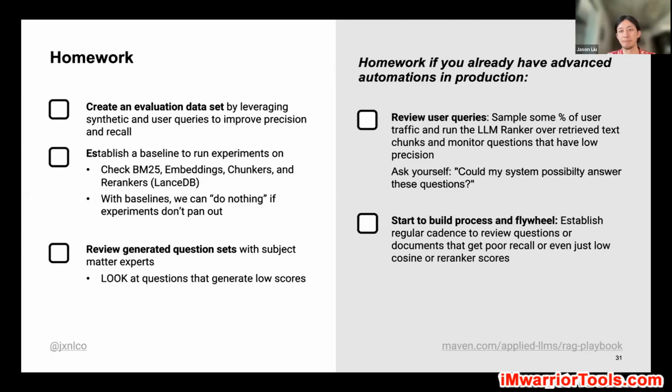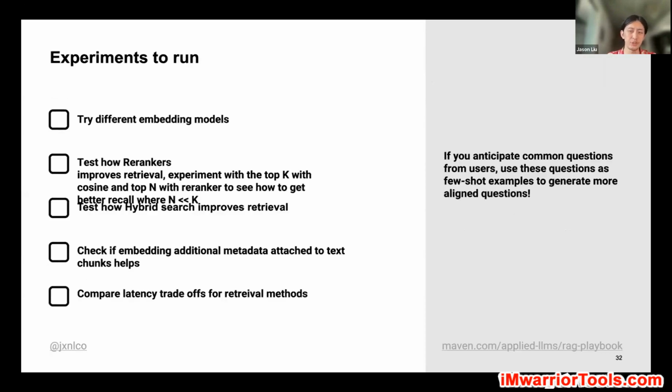For people who have things in production, try to sample a percentage of that traffic and put that in your synthetic data generation. Try to use LLMs as a re-ranker and see how they perform. And ultimately, start setting up this cadence of reviewing these documents and these questions that have poor recall, because that's going to give you the most intuition on what's going on. You can try a bunch of different things like embedding models and re-rankers. I'll fix the slide up before I share it, but there's just a bunch of different things that you can try.